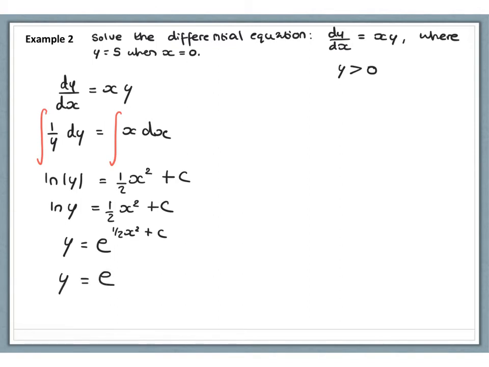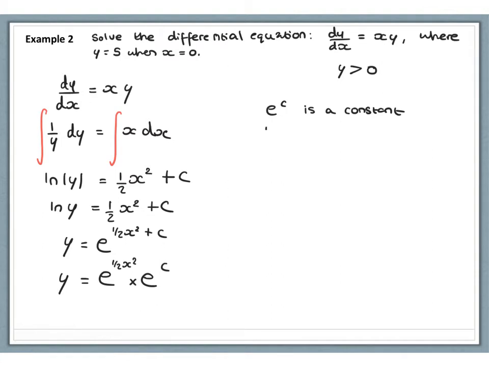I'm going to split up the right-hand side, so it's y equals e to the half x squared multiplied by e to the c. Because of course, when we multiply terms and they have the same base, we can add the indices. I've just used that rule backwards. Now, e to the c is a constant. There's nothing particularly special about it having an exponential involved as well. It is just a constant.